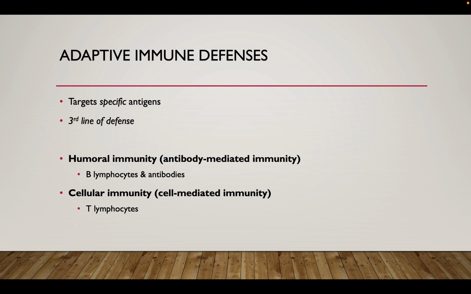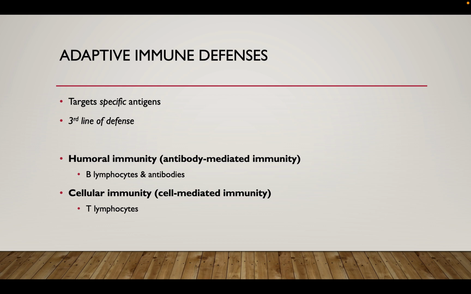So we had first line of defense was innate with our barrier defenses. We had second line with cells and chemicals, which were also innate. And now we have our third line of defense with our adaptive immune defenses. And these are going to be very specific and target specific types of antigens and pathogens.